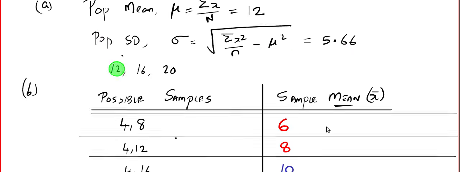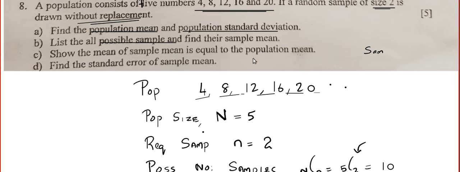Now they're asking to show that the mean of the sample mean is equal to the population mean. Now look at this. In some question papers, they will ask us to find the sampling distribution, and then they will ask what is the mean of the sampling distribution. In such questions, we form the distribution and then find the expectation of the distribution. But here it is given explicitly: find the mean of the sample mean.